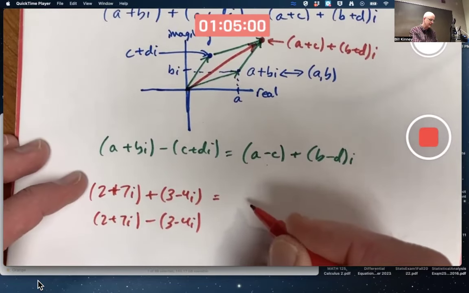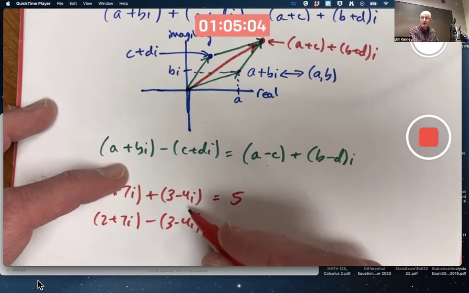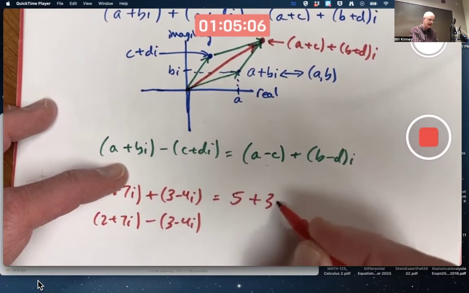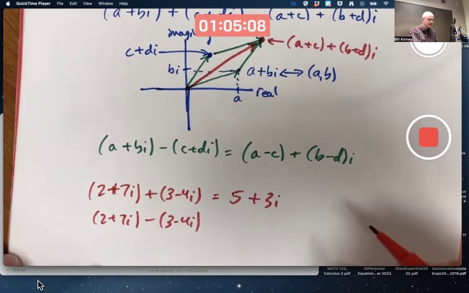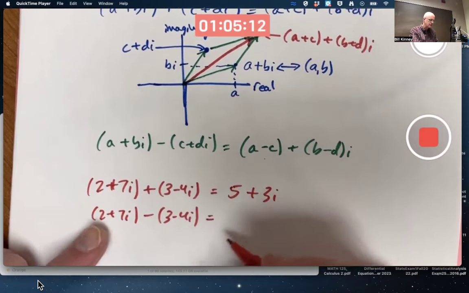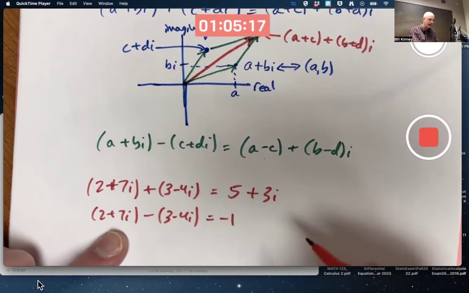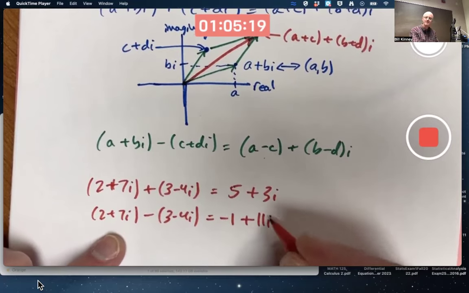In the first case, when you add them, 2 plus 3 is 5. 7 plus negative 4 is 3, and keep the i there. In the second case, subtract the corresponding real and imaginary parts. 2 minus 3 is negative 1. 7i minus negative 4i is positive 11i.